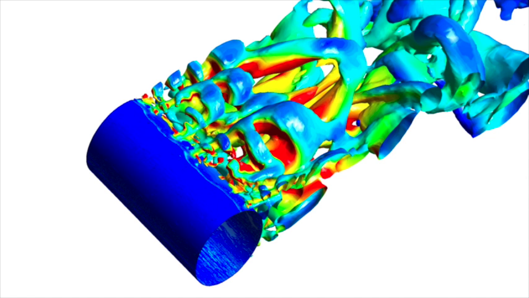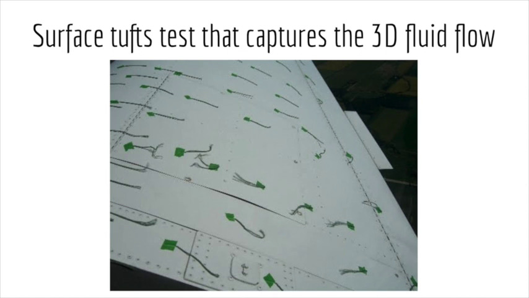Here we can see that in the middle of the cylinder there is a three-dimensional fluid flow. And in the next slide we can see a surface tufts test that can capture 3D fluid flow. We can see some of the tufts are traveling backwards.